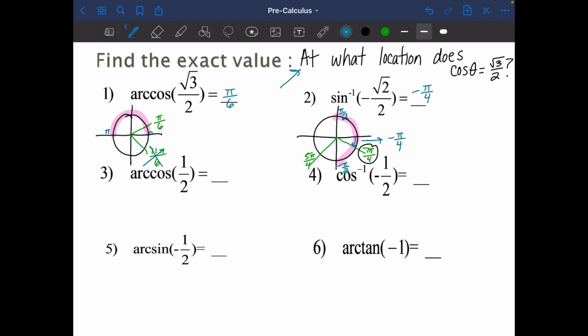They can be tricky. Back to cosine, I've got arc cosine of 1/2. To the unit circle. We notice there's two places where cosine equals 1/2. We got right here at pi over 3, and then over here at 5 pi over 3. Boundaries are the same. We're only going from 0 to pi. Remember, cosine's horizontal. So pi over 3, final answer.